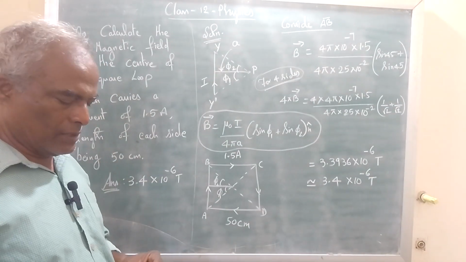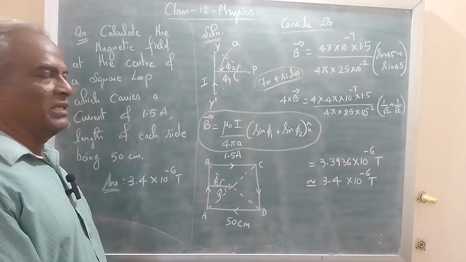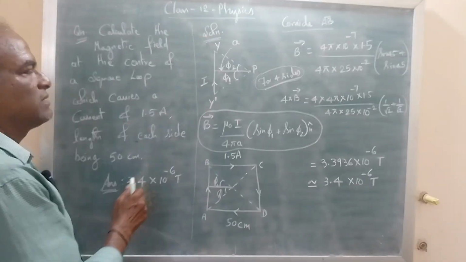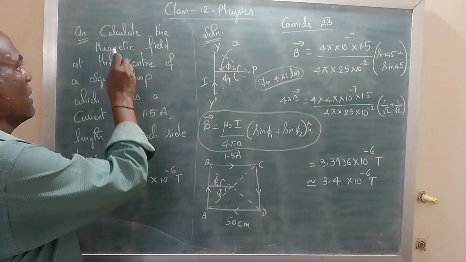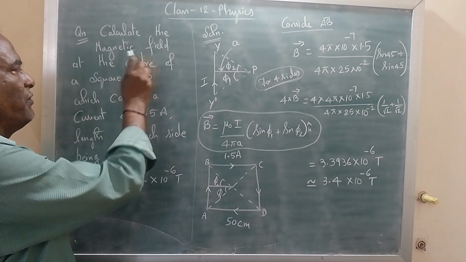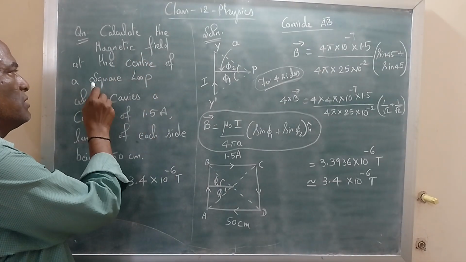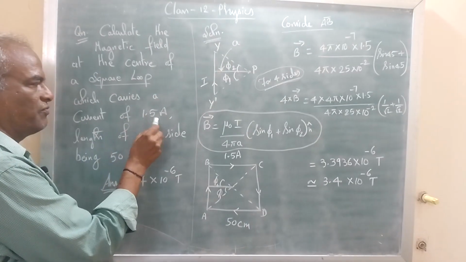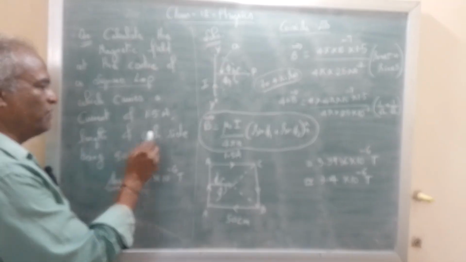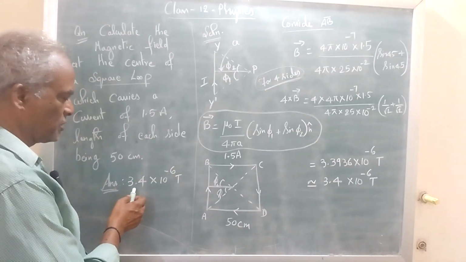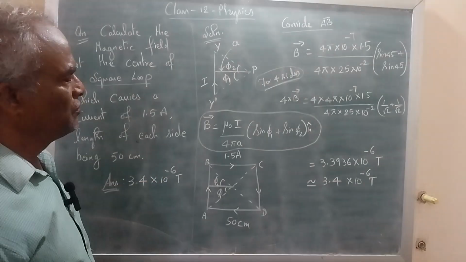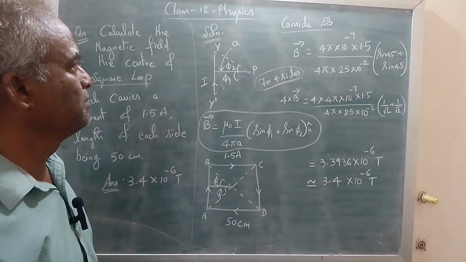Today we will see a problem based on magnetic field, magnetic flux density. Class 12 physics. The question is: calculate the magnetic field at the center of a square loop which carries a current of 1.5 amps, length of each side being 50 centimeter. The answer for this problem is approximately 3.4 into 10 power minus 6 Tesla. We will see how to solve this problem.